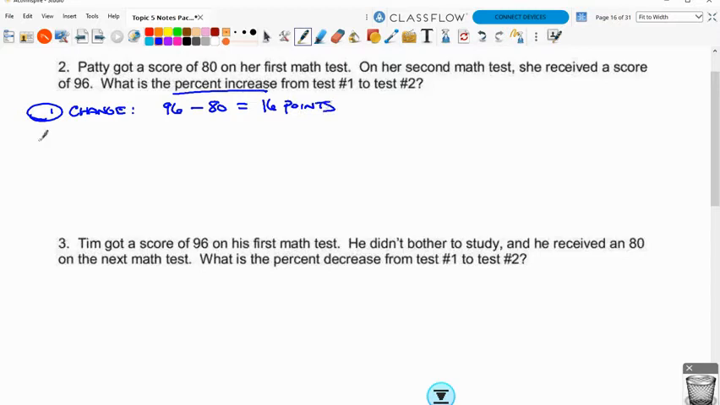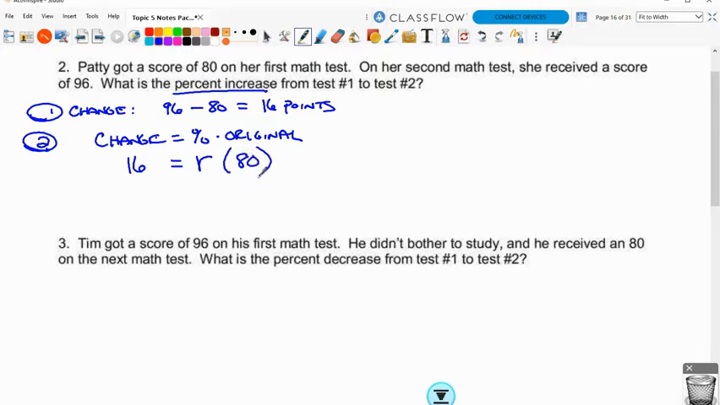Next thing we're going to do is set up the percent change equation. Remember, it says that the amount of change equals a percentage of the original amount. We just calculated the amount of change to be 16 points, so 16 goes in for the amount of change. It says, what is the percent increase? So once again, we're looking for R, the rate, the percentage. And now we need Patty's original score. She got a score of 80 on the first test. The first test is the original, so we'll put 80 as the original.